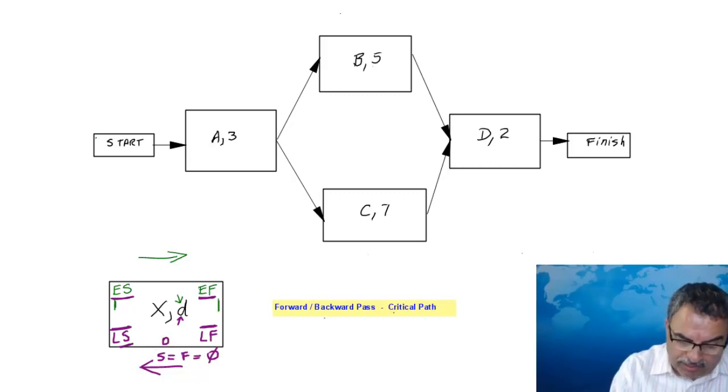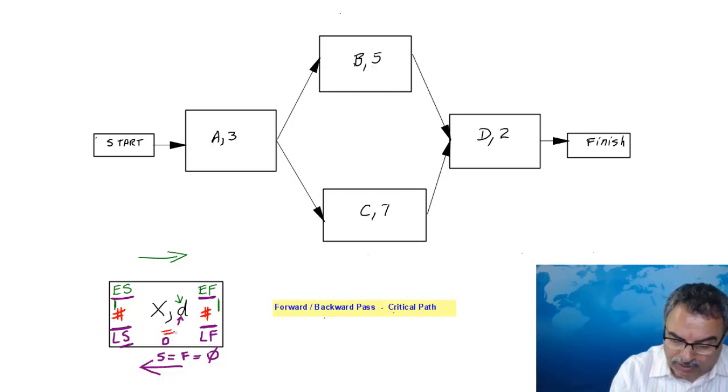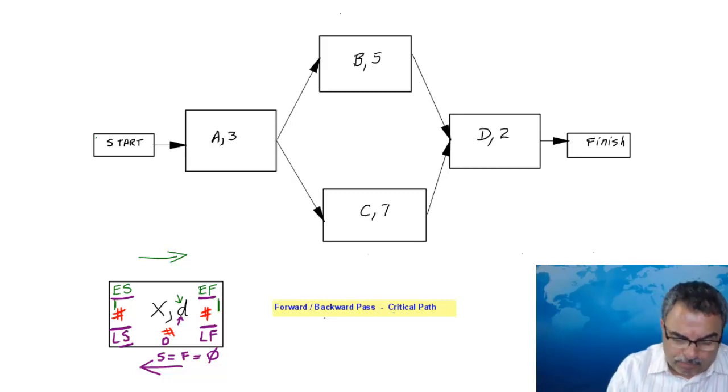If, on the other hand, there is a difference between these two values, that task is going to have the same difference between the other two values. Otherwise, we made a mistake in our calculations. That task is not on the critical path, and it's going to have a slack equals float equals that difference. So let's see how we can apply this to our example right here.